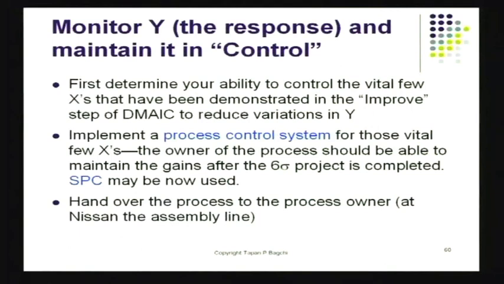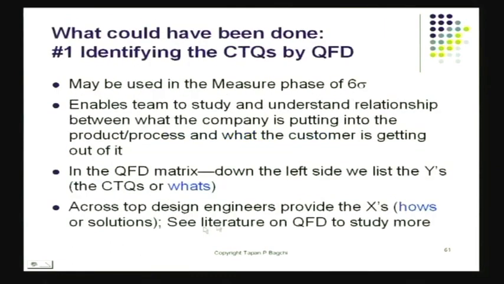Unless this is done, it's very possible that the process would have drifted and then you'd end up with defective products again. And when defective cars go out with logos that fall off, there'll be unhappy customers and they may not really recommend those cars to their friends. That's something you got to watch out against. Once this is stabilized, you can hand over the process to the process owner, that is the assembly line. That's not going to be very difficult.